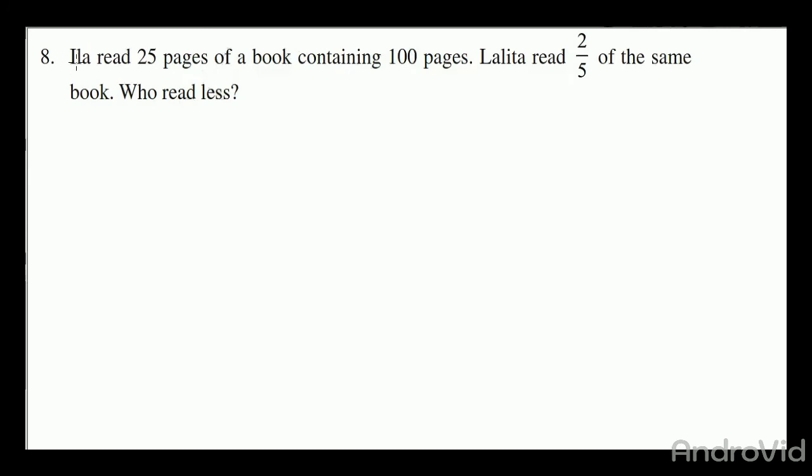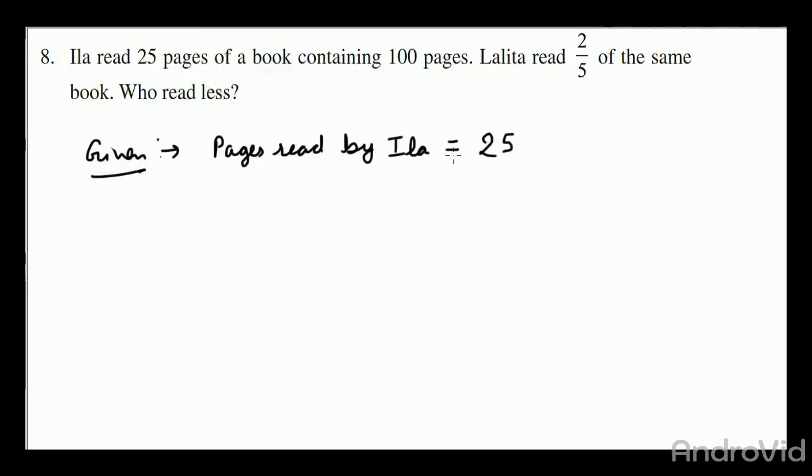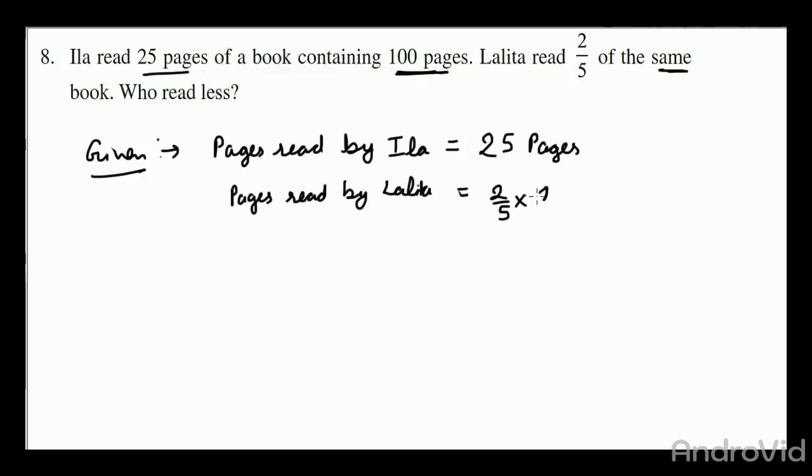Eighth one, Ella read 25 pages of a book containing 100 pages. Lalita read 2 over 5 of the same. Who read less? So we are given the pages read by Ella, 25, out of a total of 100. So 25 pages she read, and pages read by Lalita is 2 over 5 of the same. Same means the 100, because the book is the same.